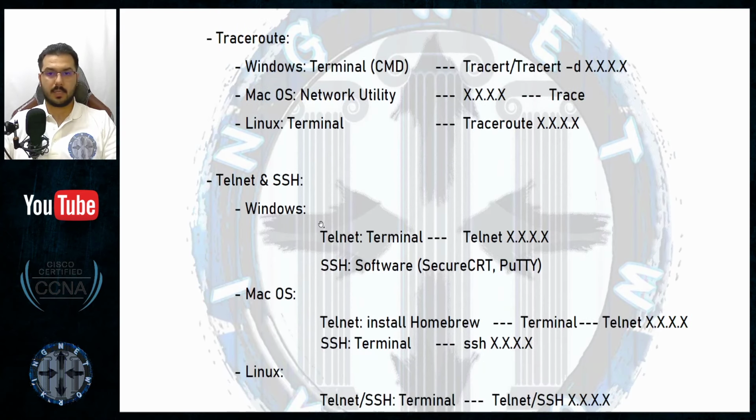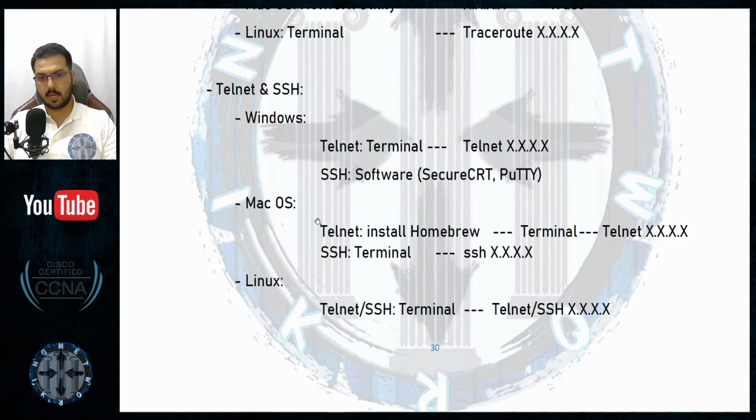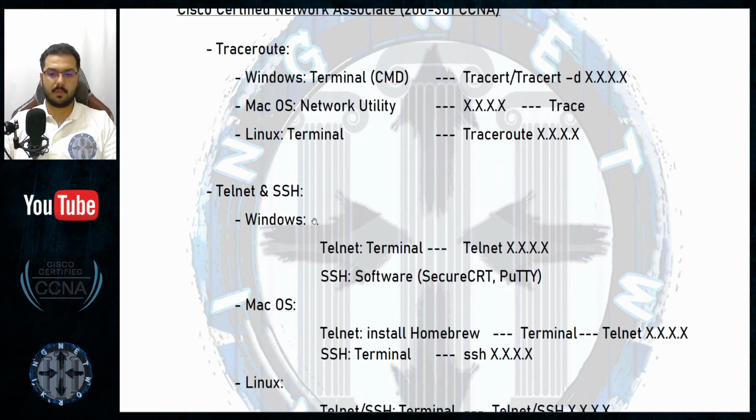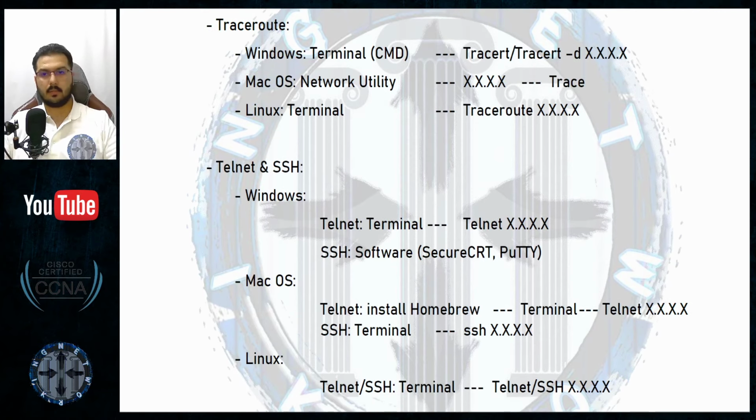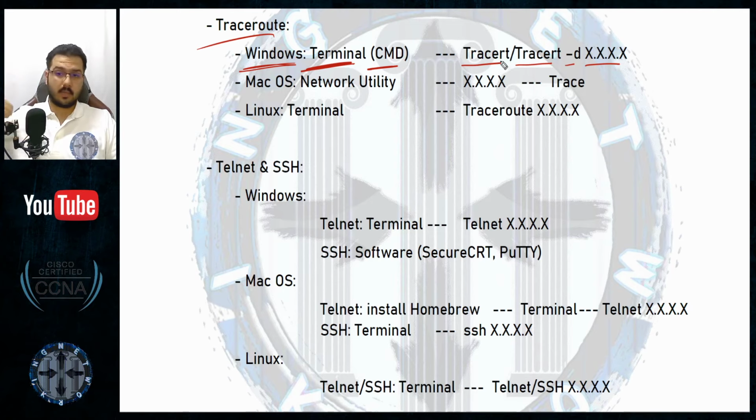And for traceroute, how many slides do I have? Only 2. That is enough. Let me drag that. Okay. For traceroute in Microsoft Windows, you can use the terminal or the CMD, the PowerShell, and you can type either tracert or tracert -d and then the IP address. So either tracert and the IP address, or tracert -d and the IP address.